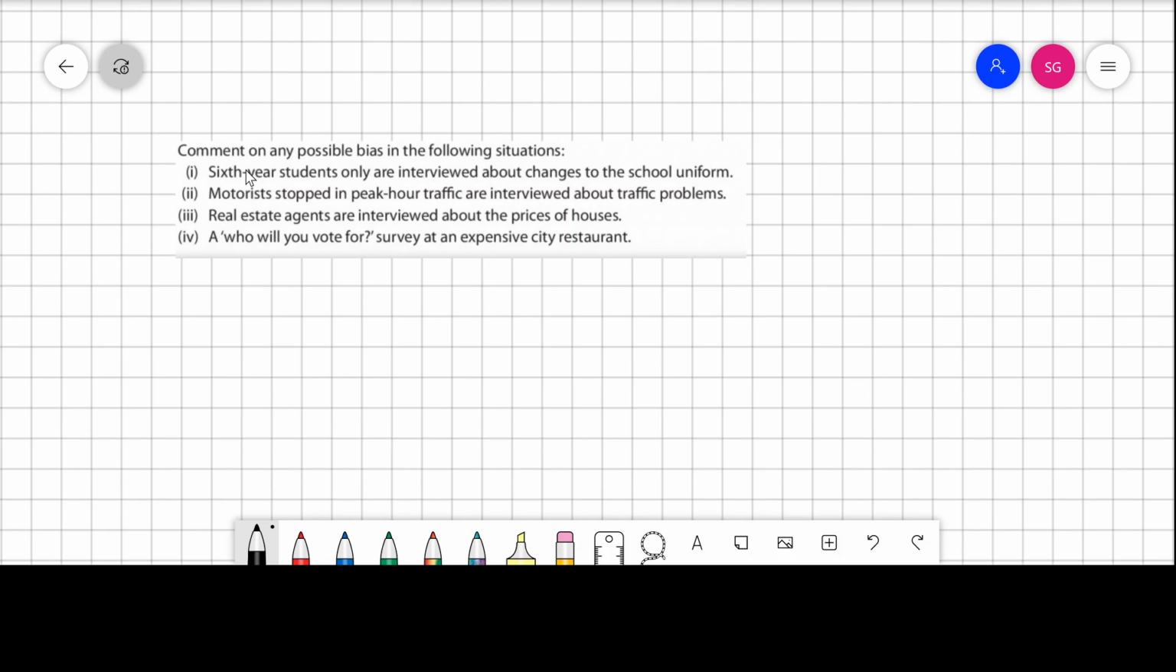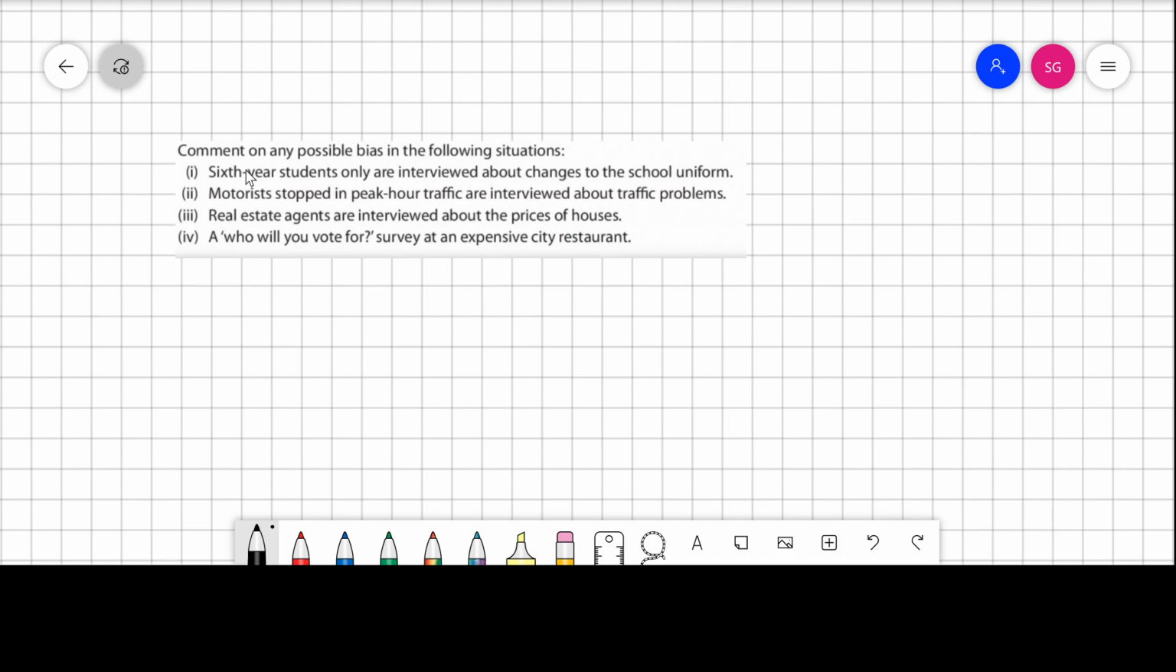Motorists stopped in peak hour traffic are interviewed about traffic problems. Well, if a motorist is stopped in peak hour traffic, they are already quite upset about traffic problems because they're dealing with one in that very moment. It's like asking someone how they feel about the police after they're arrested. It's going to skew data. Real estate agents are interviewed about the prices of houses. Well, a real estate agent is going to get more money the higher the price of houses are. So they're going to be biased in favor of raising prices.